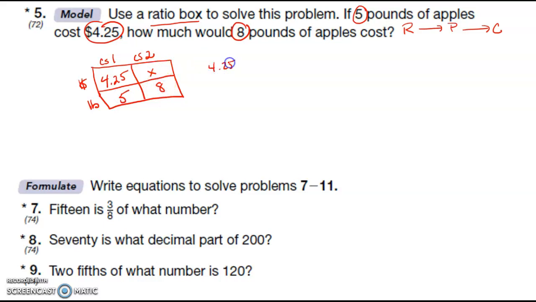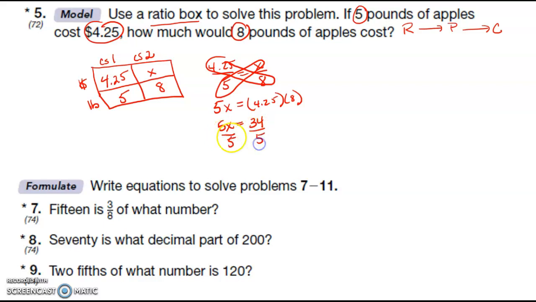So that means my proportion is going to look like this. I have 5 times x is equal to 4.25 times 8. So let me go ahead and plug that into my calculator. 4.25 times 8 is 34. So 5x is equal to 34. And then we're going to divide by 5 to get x by itself. x is equal to $6.80.